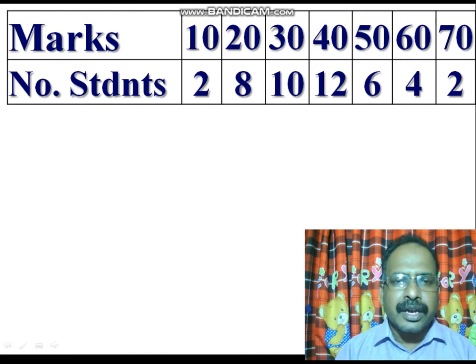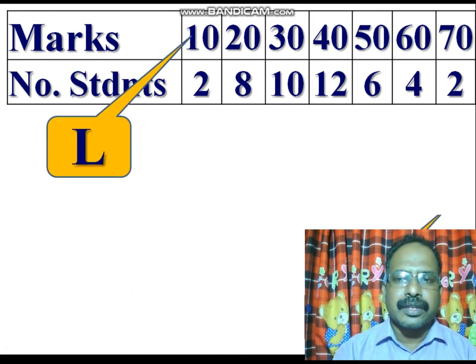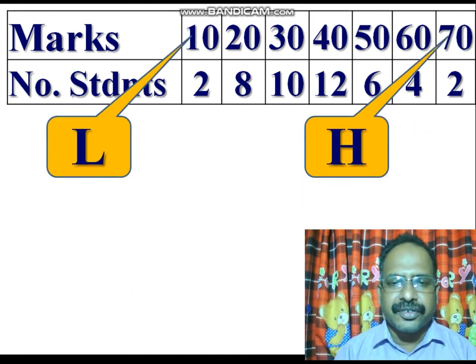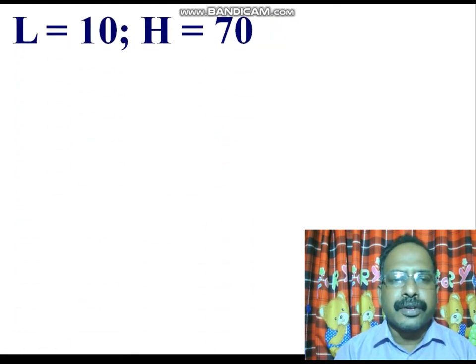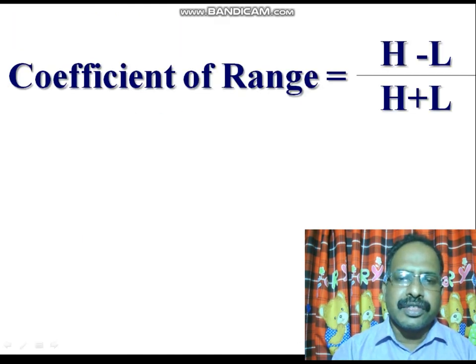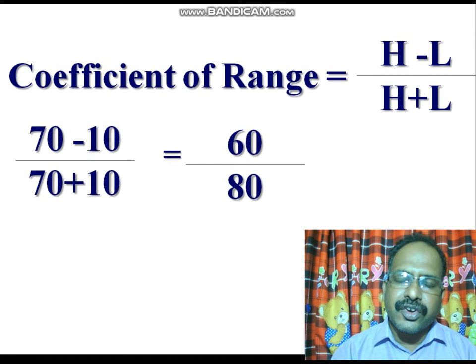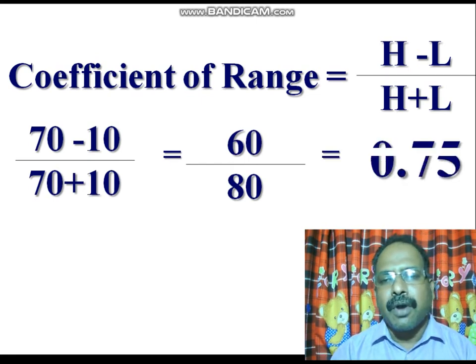In the marks, 10 is the lowest mark and 70 is the highest mark. L is equal to 10, H is equal to 70. And apply the formula. Range is equal to H minus L, 60 marks. Coefficient of range is equal to 70 minus 10 divided by 70 plus 10, is equal to 60 divided by 80, is equal to 0.75.